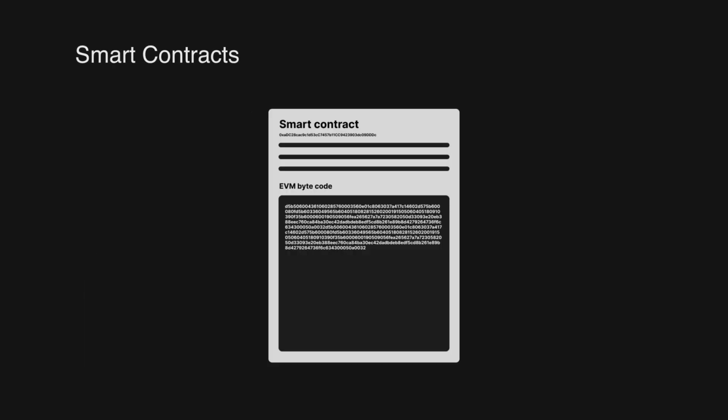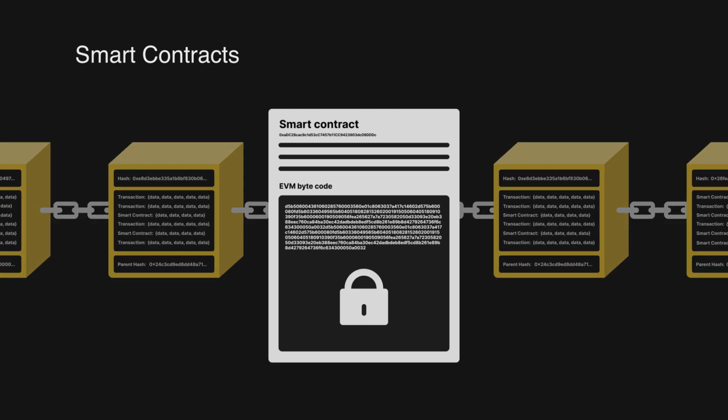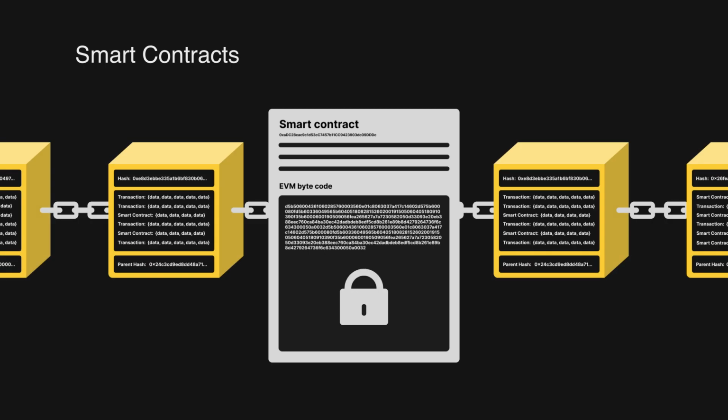One thing to know about a smart contract is that once it's deployed, the code is immutable. It can never change. So, if a mistake was made in the code, a developer would need to deploy an entirely new smart contract.